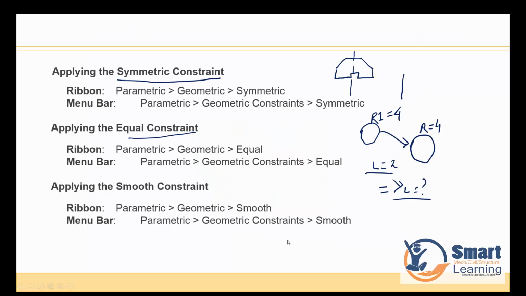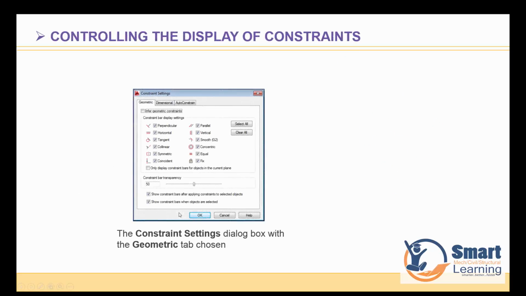Let us now discuss this smooth constraint. This smooth constraint can be applied to a spline or a similar shape object where you need to join two curves, and that will be very handy in that particular case. Then we'll be looking at the constraint settings and how to do that automatically.